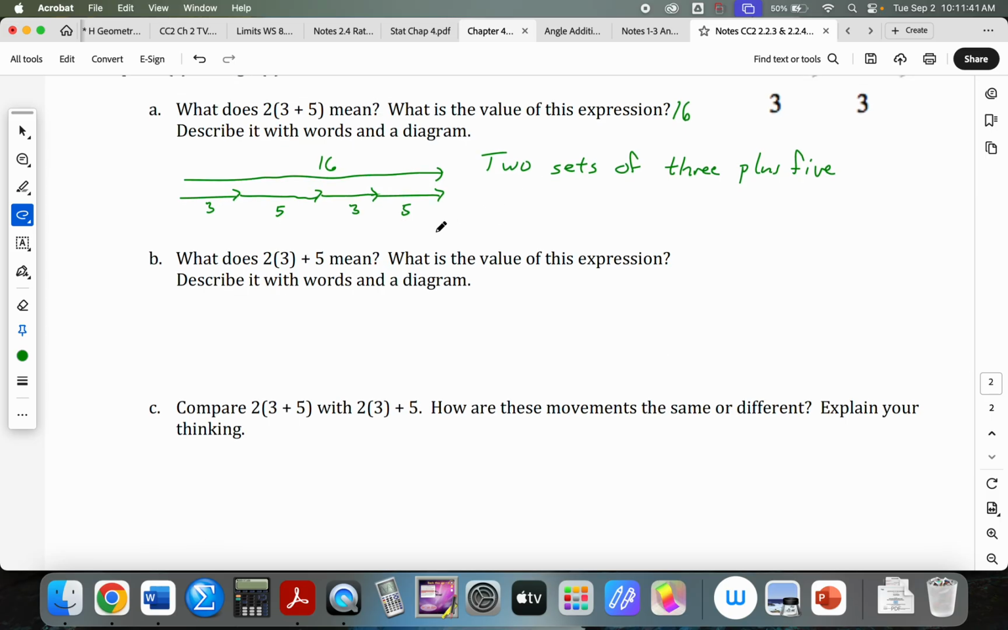Now let's look at the next one. They want to know, what does 2 times 3 plus 5 mean? What's the value of this expression? So this time we have two whats? Yeah, we've got two 3s. And then we have a 5. So what's the value of this? It's 11.